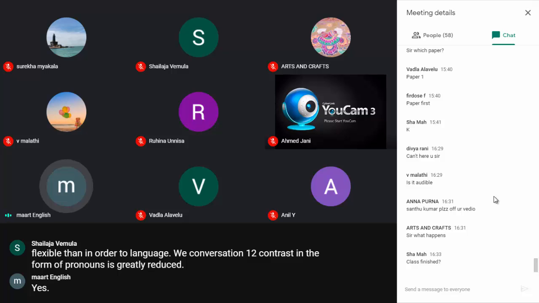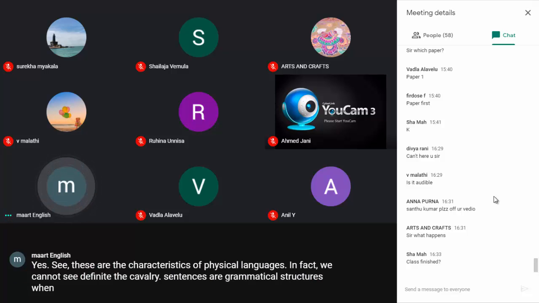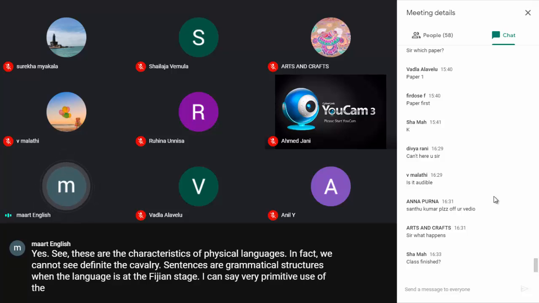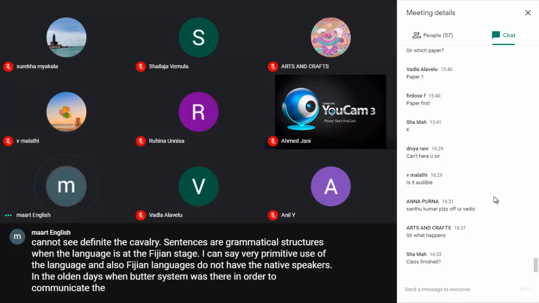See, these are the characteristics of pidgin languages. In fact, we cannot see definite vocabulary, sentences, or grammatical structures when the language is at the pidgin stage. I can say it is a very primitive use of the language, and pidgin languages do not have native speakers. In the olden days, when the barter system was there, pidgin languages were given importance in order to communicate things.